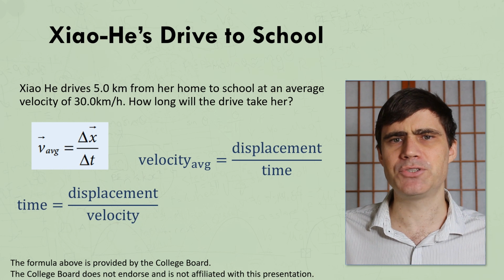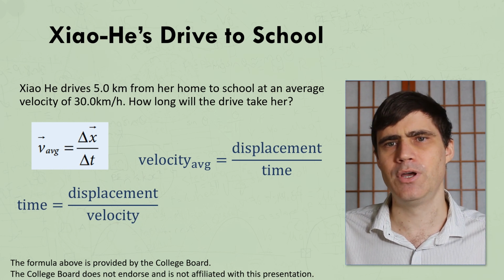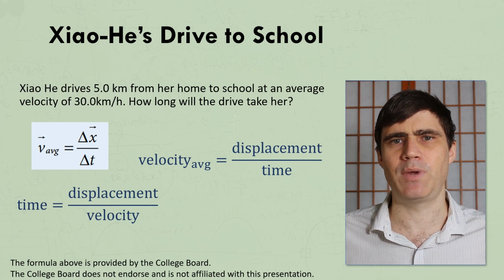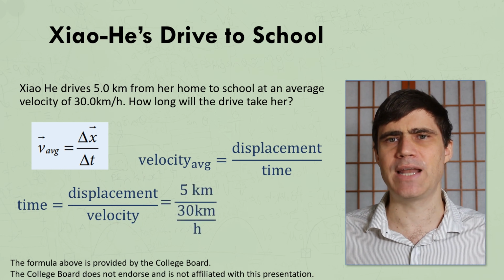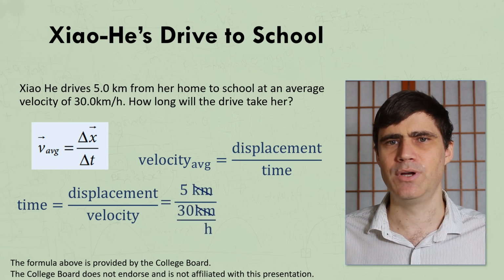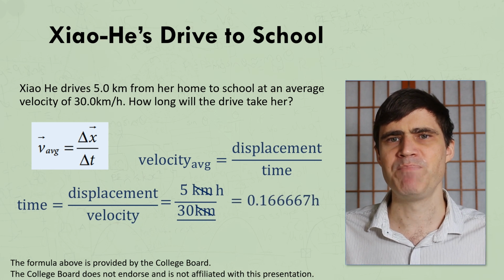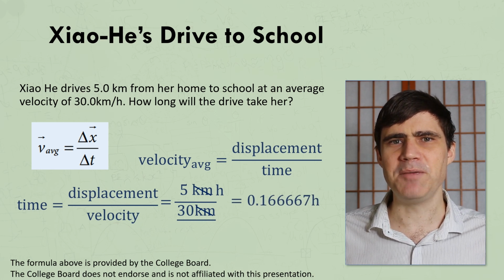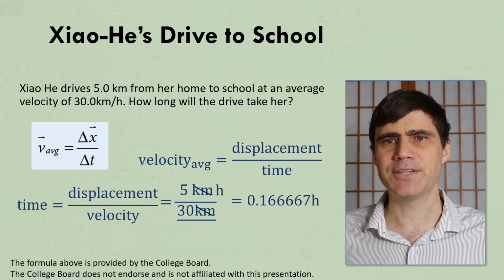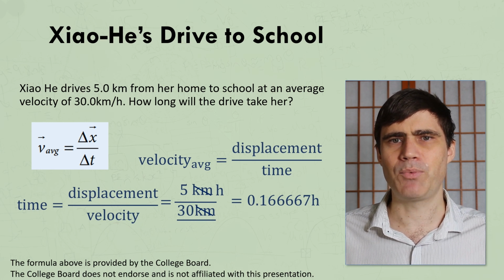Now we could either convert to SI units from the start or not. I don't think it really matters, as long as we're consistent. I'll keep it in kilometers and hours for now. The kilometers cancel, the h goes to the top, and we're left with 0.16667 hours. Now, many students would be tempted to note that the 6 is recurring, and it's fine to note that in your own working, but we must round our final answer to 2 significant digits.